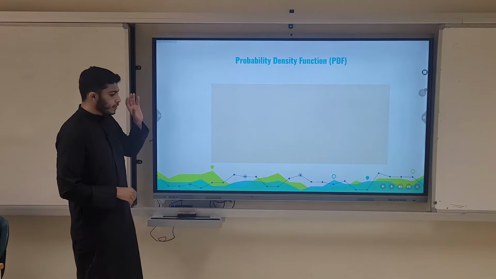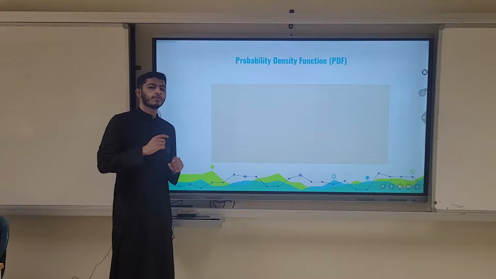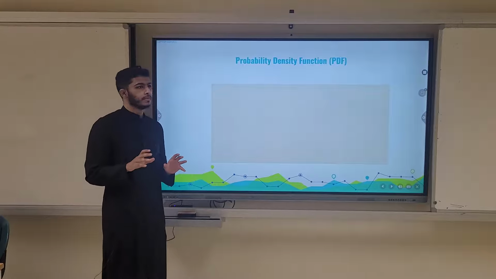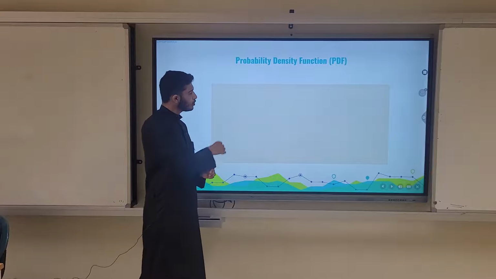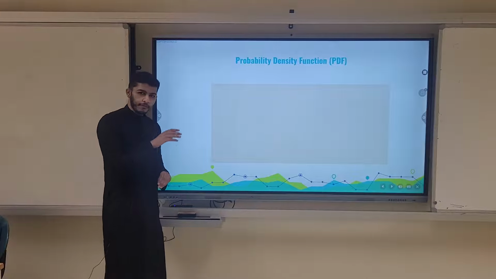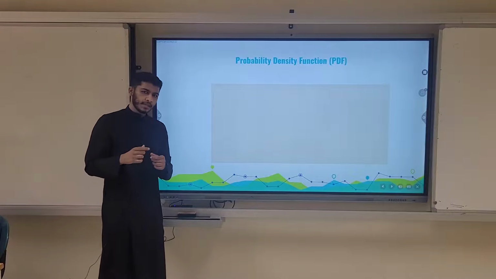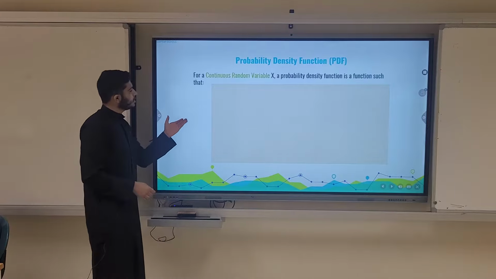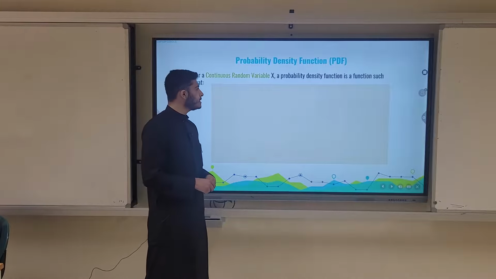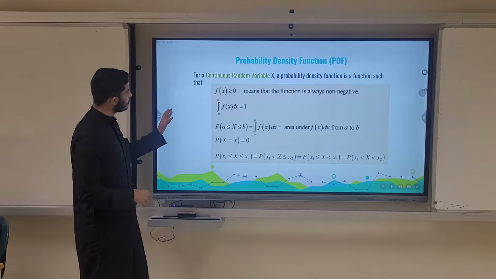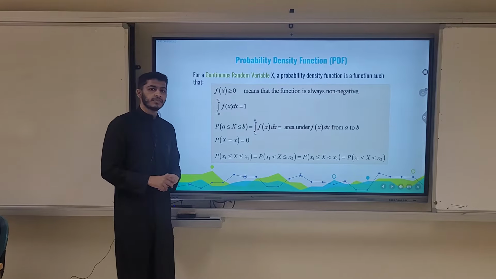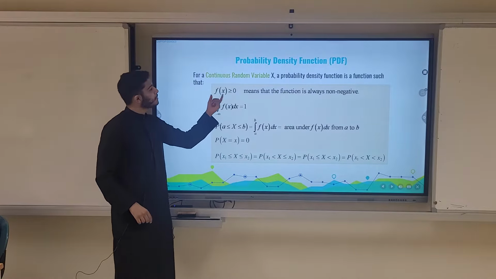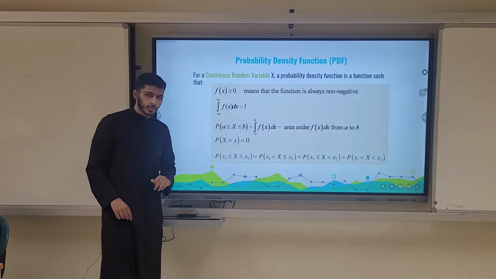For the discrete random variable, we had something called the probability mass function. We're going to have something similar for the continuous random variable, which is the probability density function, or PDF for short. And this PDF has some properties that need to be met in order to say that this function is a probability density function. So, for a continuous random variable capital X, the first property is the non-negativity property, where all of the values coming out of this probability density function are greater than or equal to 0.